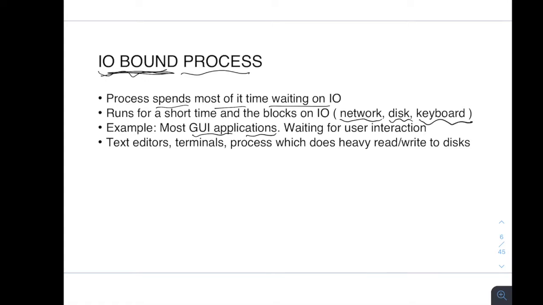Still, if you think about it, GUI applications keep on waiting for the user input most of the time. That's also a kind of IO, because they are waiting for keyboard input, and keyboard is a kind of input device. So basically, they are waiting for some IO here. Most text editors keep on waiting for your input. Terminals also. And there are multiple processes which do heavy reading and writing from the disk. They can also be categorized as IO bound processes.